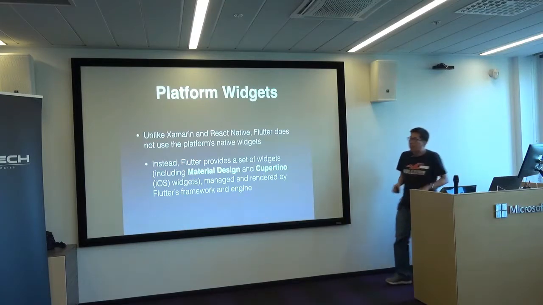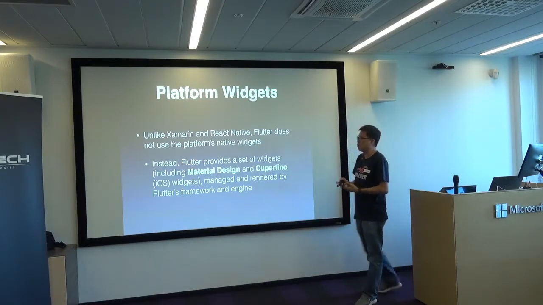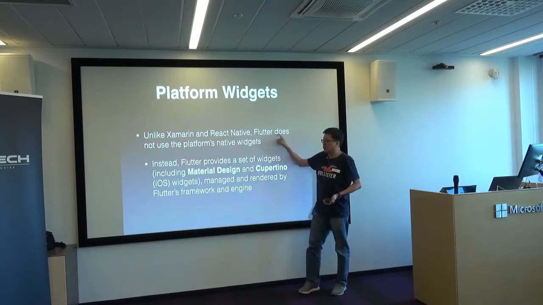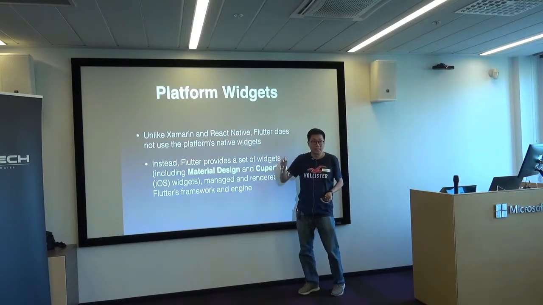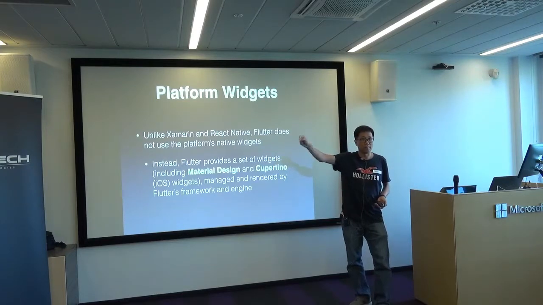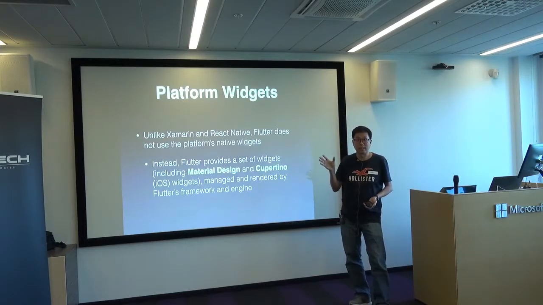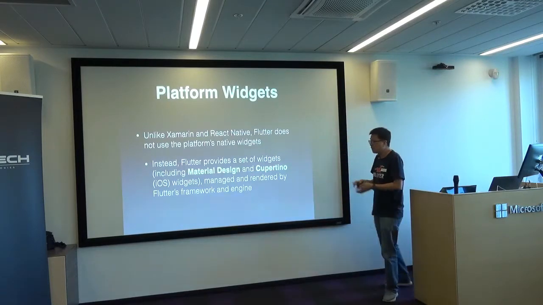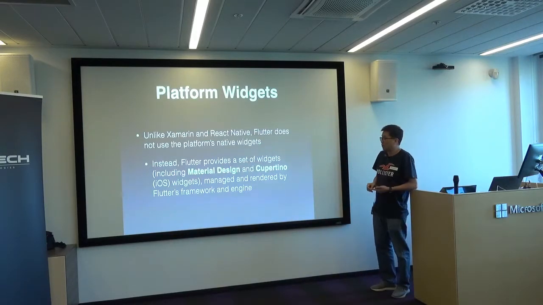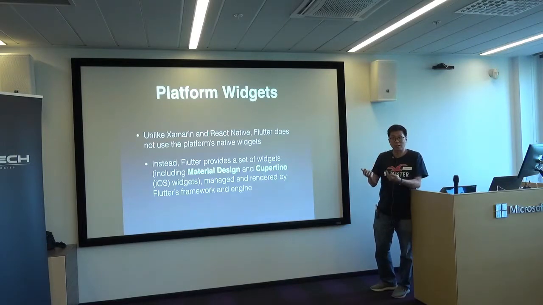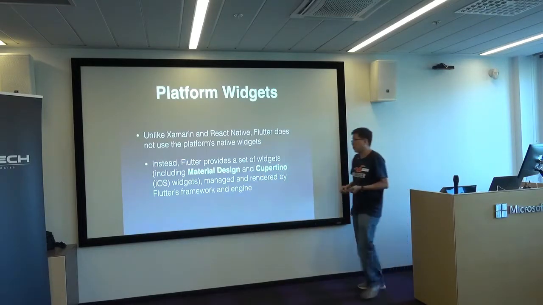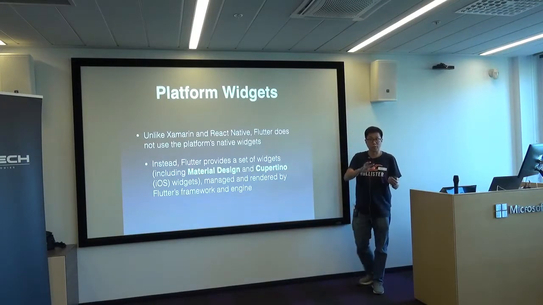Now, Flutter has something called platform widgets. The main difference here is that unlike Xamarin and React Native, Flutter does not use the platform's native widgets. Meaning, if you have a view, it does not directly use the view on the platform. It does its own rendering. It does its own painting of the widget. Instead, Flutter provides a set of widgets that allows you to target Material Design. So if you are writing an application that runs on the platform, you can use Material Design. Or if you want to target specifically iPhones, then you can use something called the Cupertino widgets, which I'll show you in a moment.